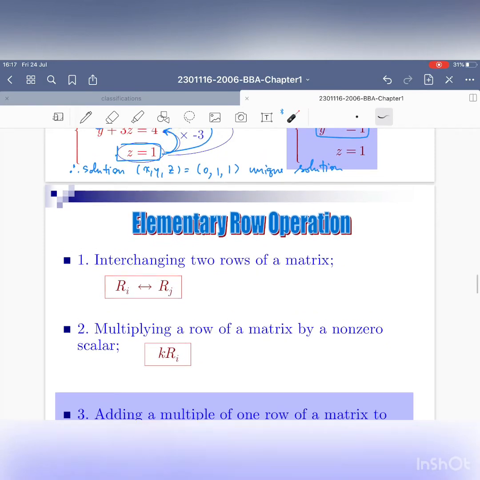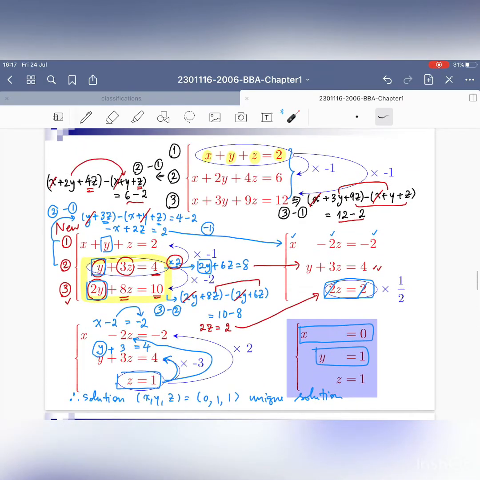Now if you keep doing it like this, like the example that we just gave, it sometimes may get confusing if you have several more equations than the 3 equations.